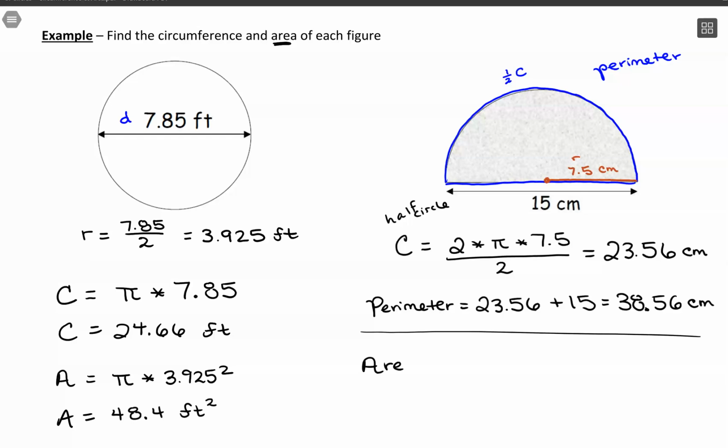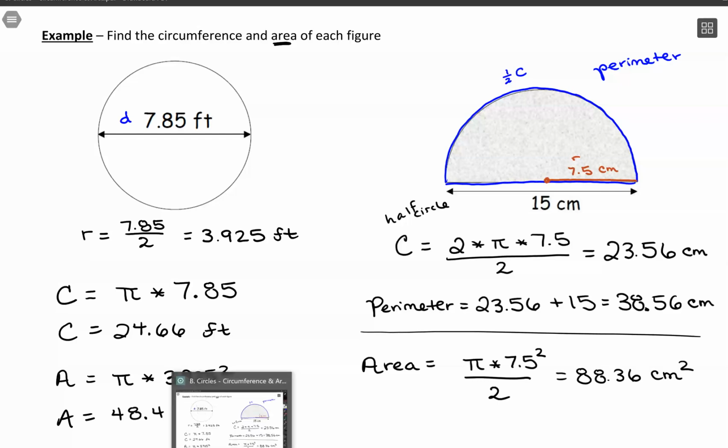For area, we just need half of the area of the circle. So for area of the circle, pi r squared, so pi times our radius of 7.5 squared. And then we just need half of that because we only have half the circle. And that should be an 88.36 centimeters squared. So that's how we do circumference and area with circles.